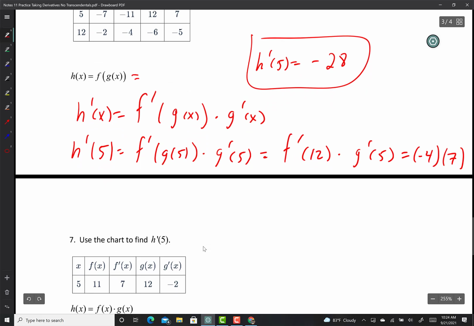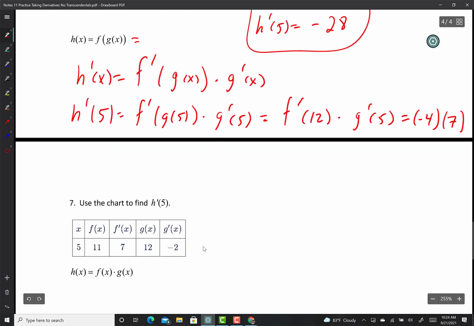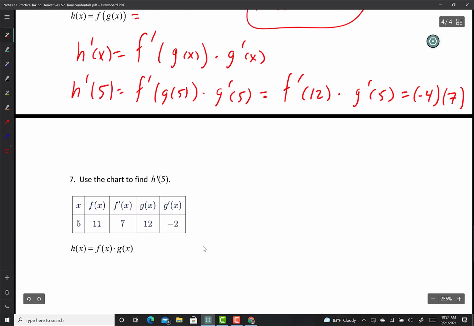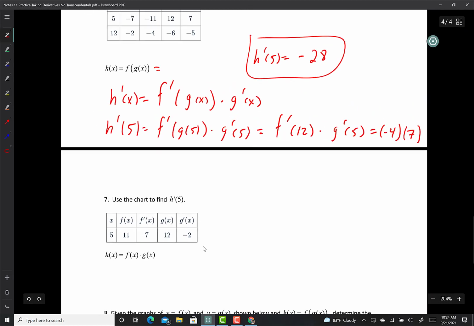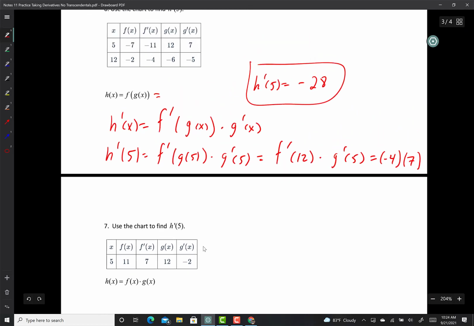Oh, but now we know. I didn't understand the box. Does that make sense? Oh, it's just telling you values. So here are values at 5 and 12. So f of 5 is negative 7. F prime of 5 is negative 11. That's what it means. Cool or not cool? Okay.